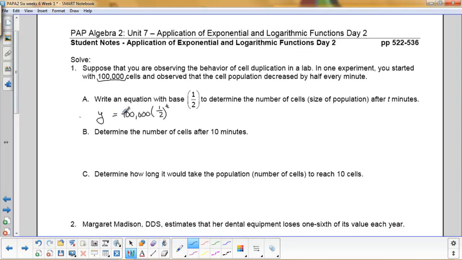In order to determine the number of cells after 10 minutes, we're just going to go ahead and put 10 in for t, and we get y equals 97.656.